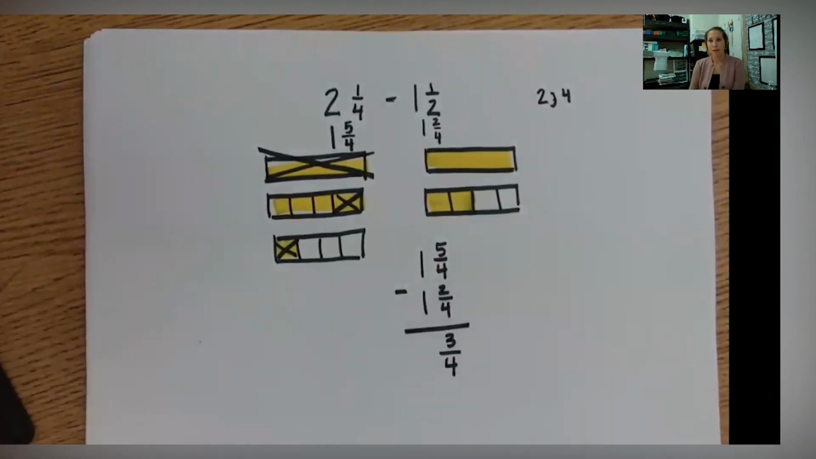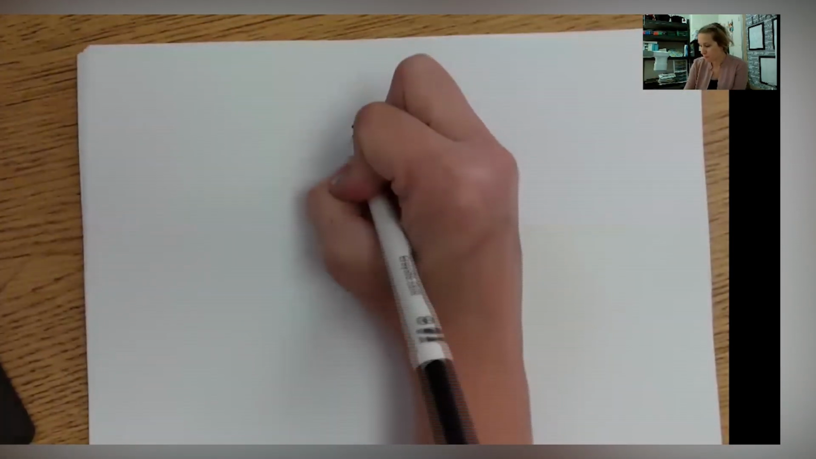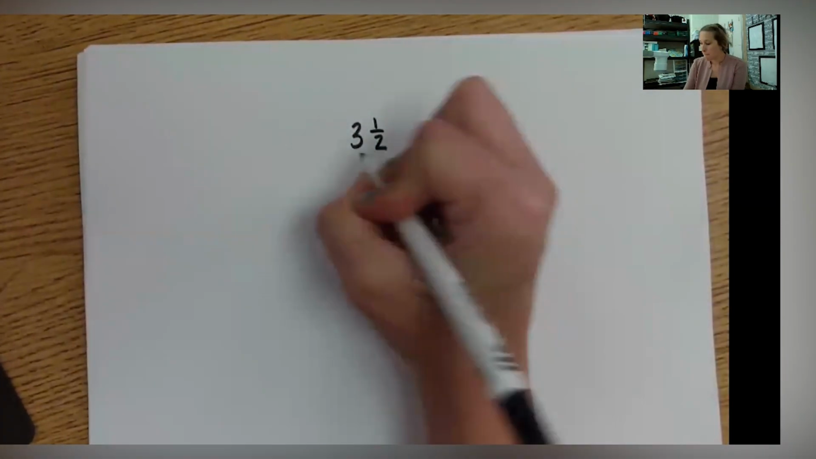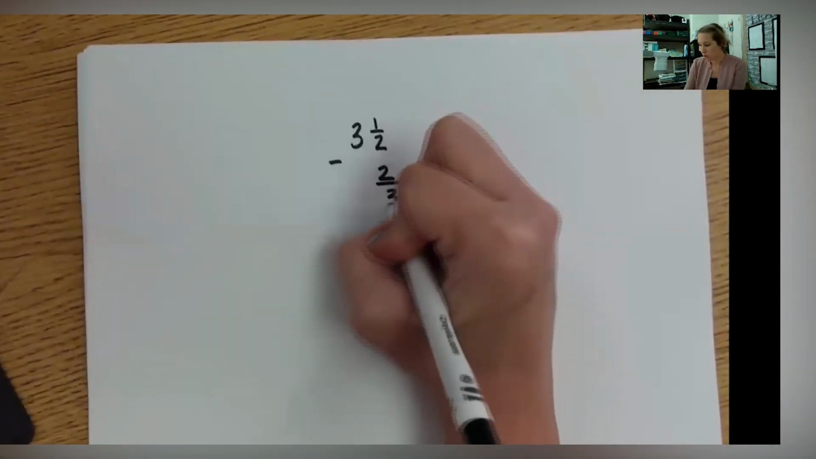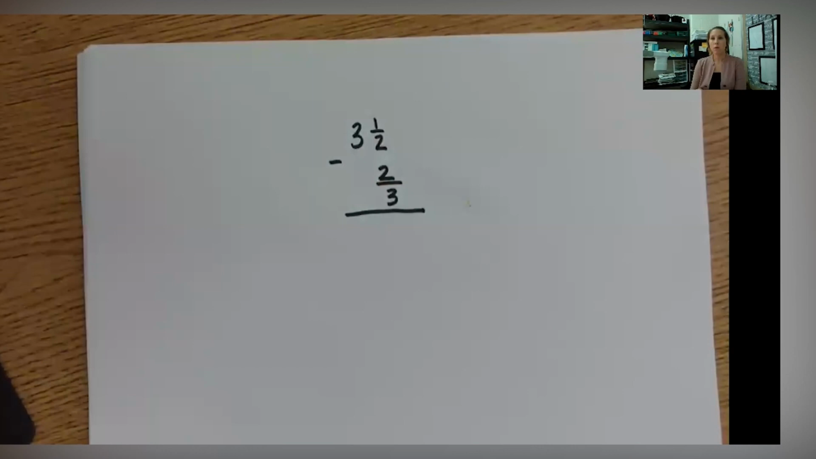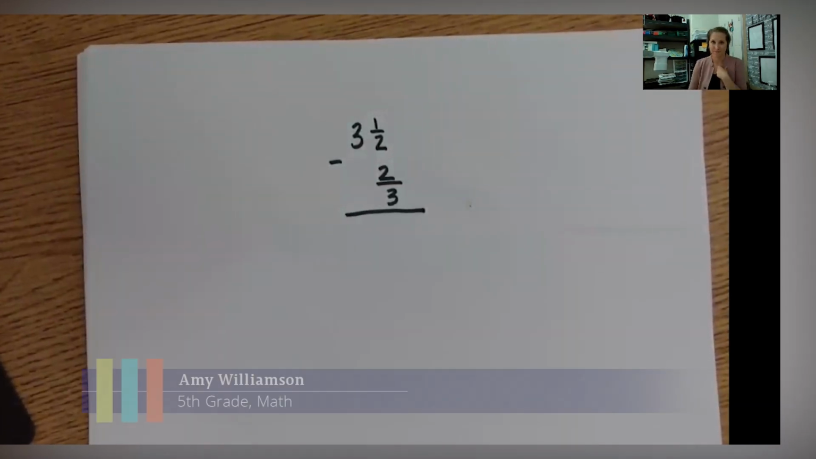Our next problem is going to be 3 1/2 minus 2/3. What would you do first? That's right. We need to get our model ready. Can you model this and find a common multiple to split it into equal sized pieces? Great. You do your work while I do mine, and then we'll go over it together.